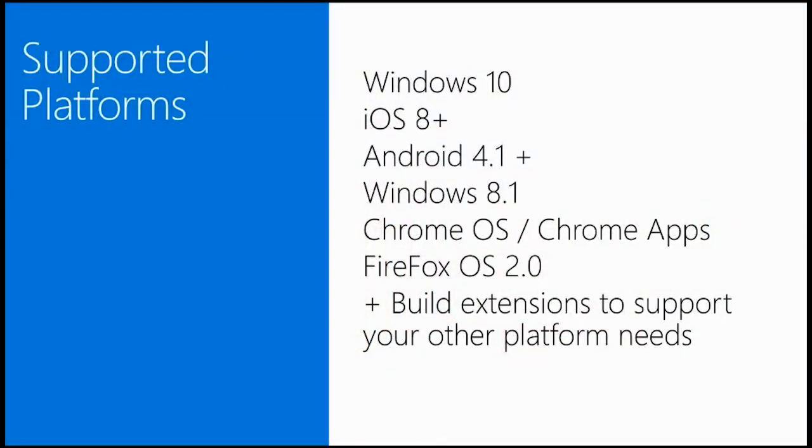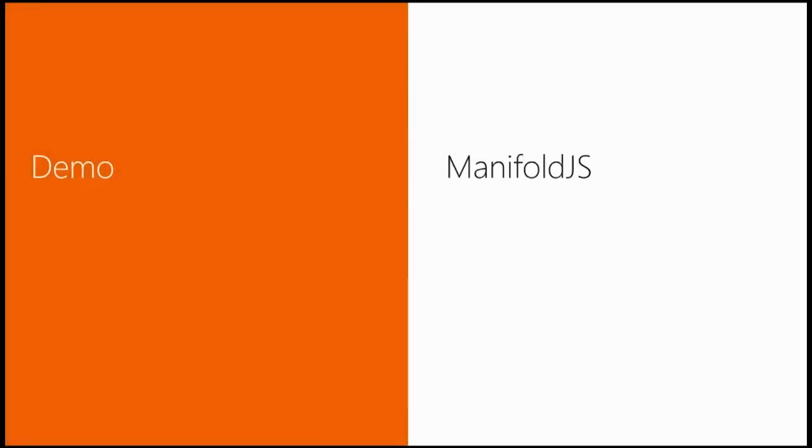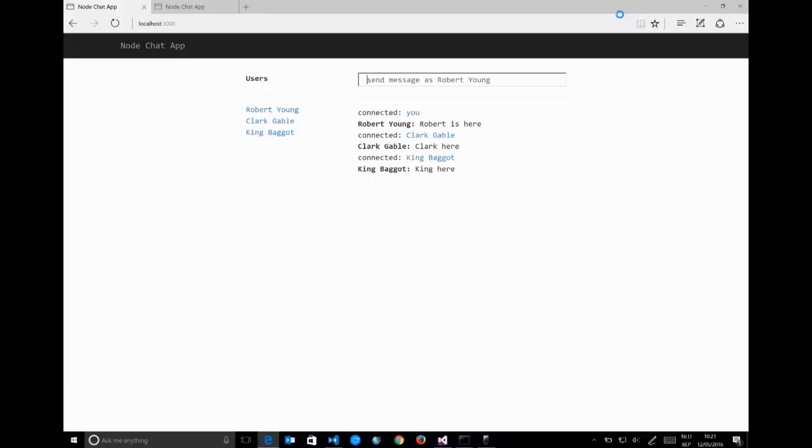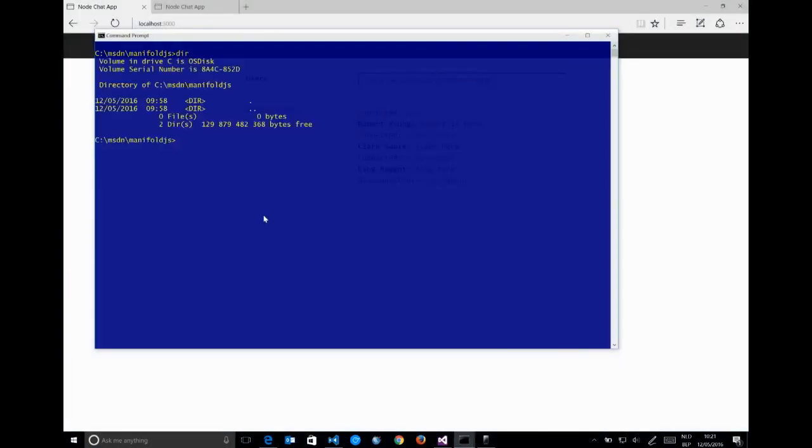You have support for a number of platforms here. You could do so again, similar to what we've done in Visual Studio. We point to a URL and we generate an app. We'll be doing the same thing with Manifold.js. So a quick demo here. For this I'm going to switch to my command prompt. Just to show here, I have just an empty folder.